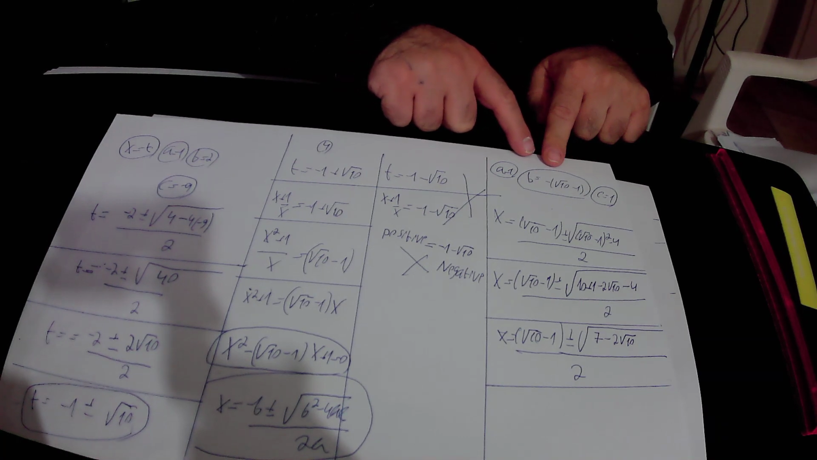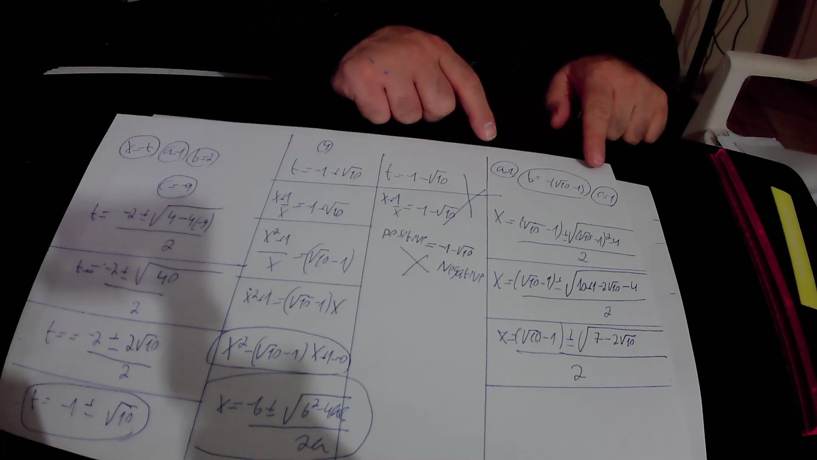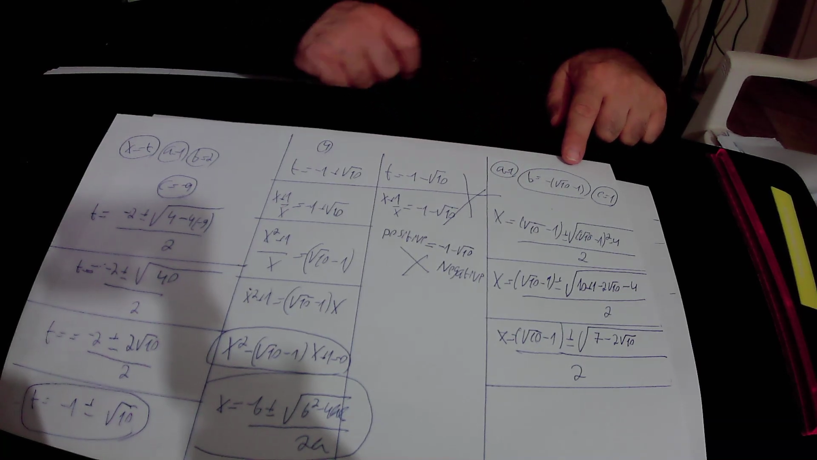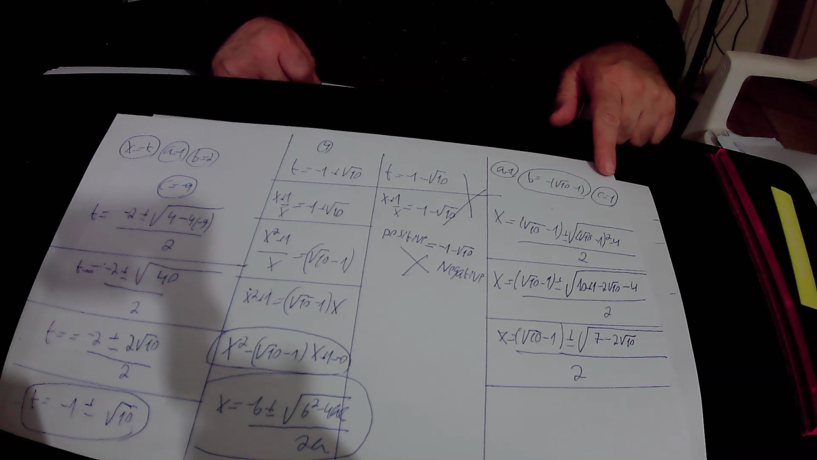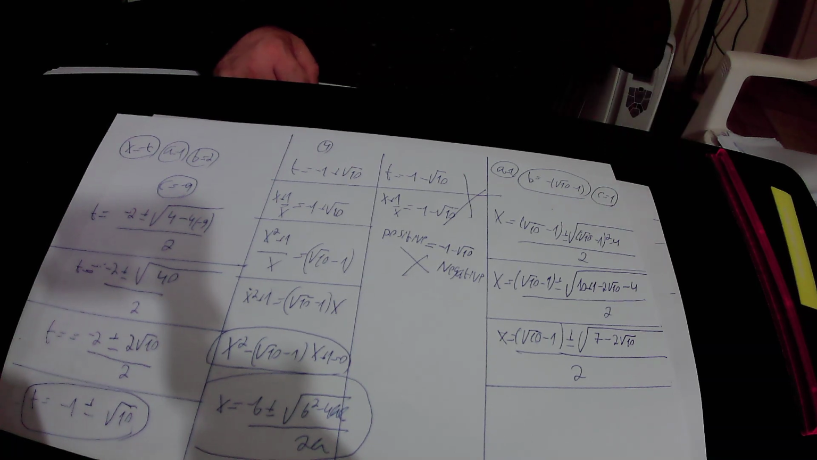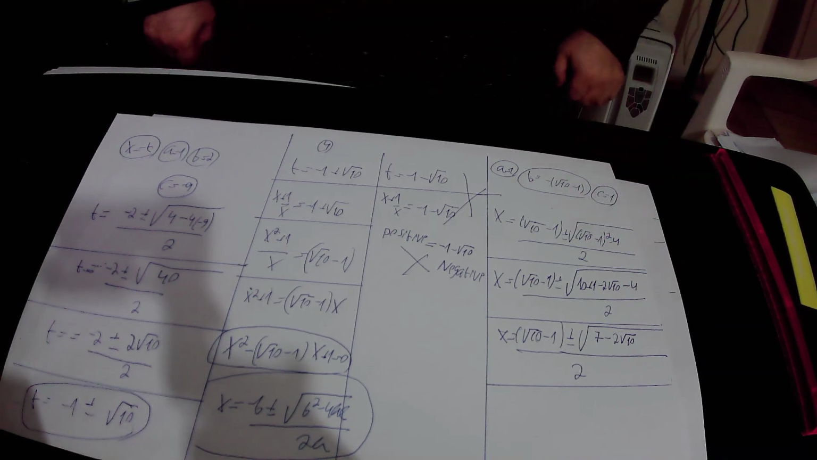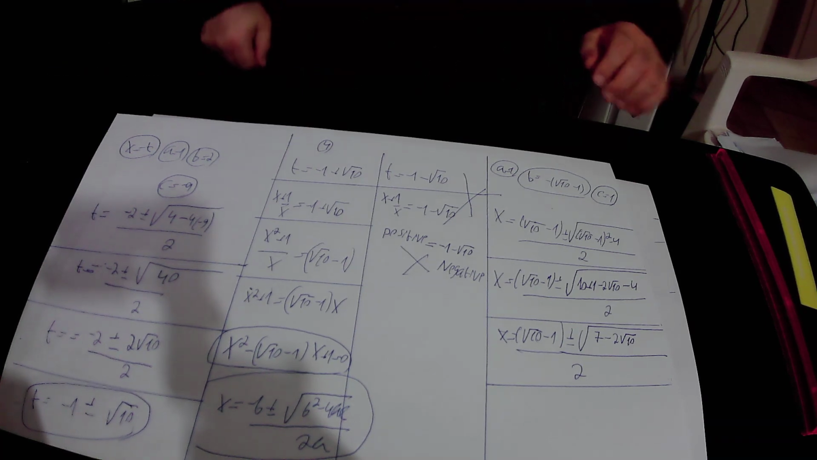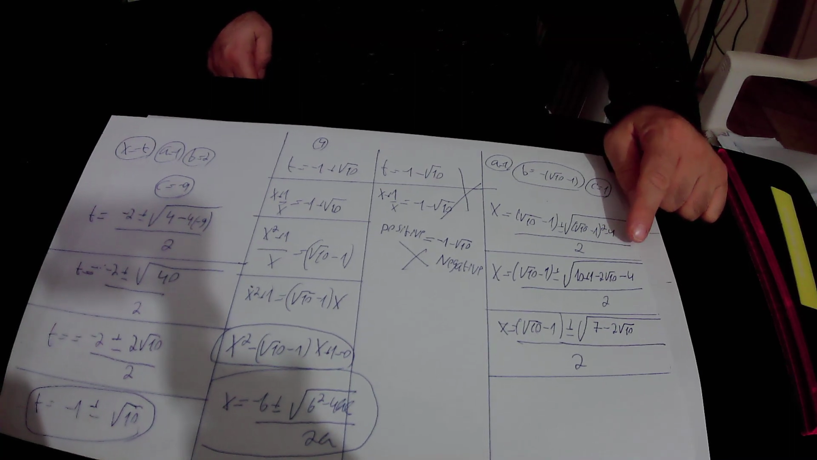We found that x equals minus b, where b is this expression, so minus and minus is plus, and we are left with square root of 10 minus 1, plus minus the square root of b squared, which is square root of 10 minus 1 squared, minus 4ac. A equals 1, c equals 1, so minus 4ac is minus 4, all divided by 2a. A is 1, 2 times 1 is 2, so in the denominator we have only 2.